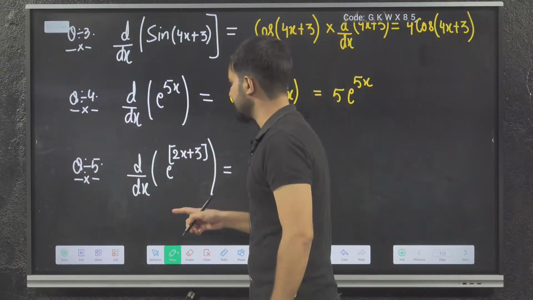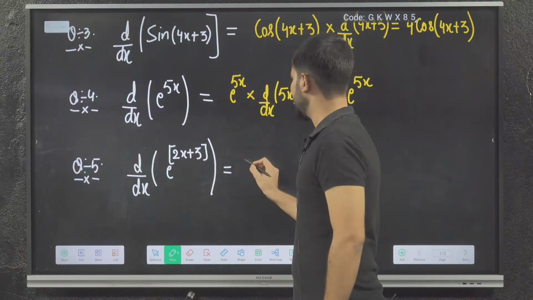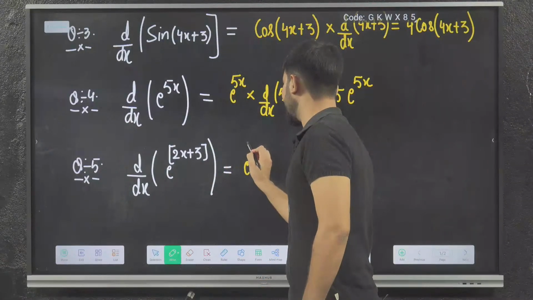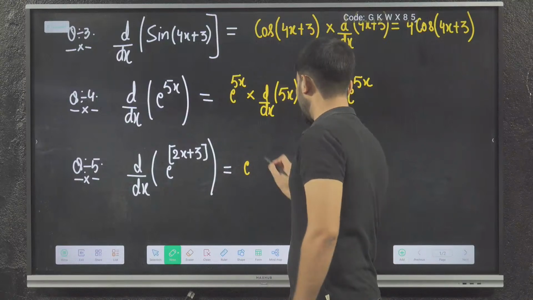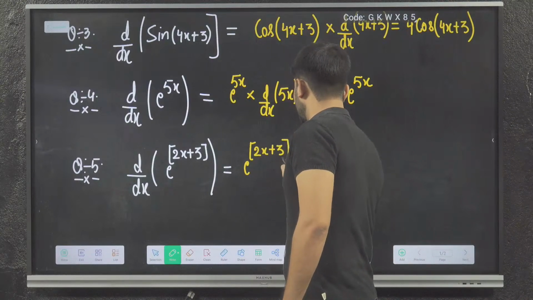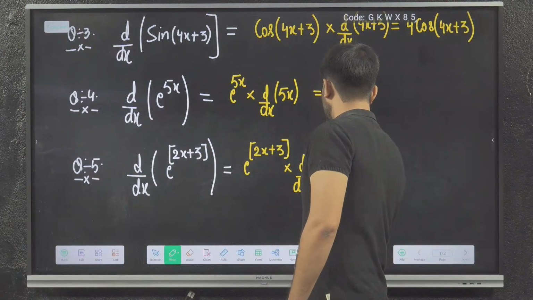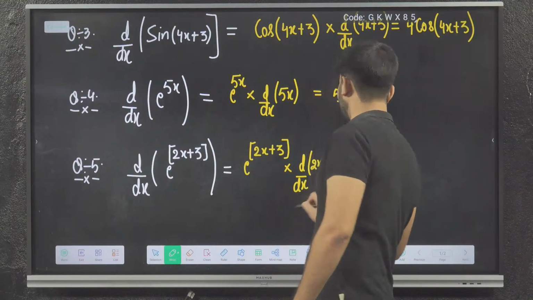So the final answer: first step is standard. What is the differentiation of this? e power 2x plus 3 into the differentiation of what is in the power, 2x plus 3. So what is the final answer I'll get?